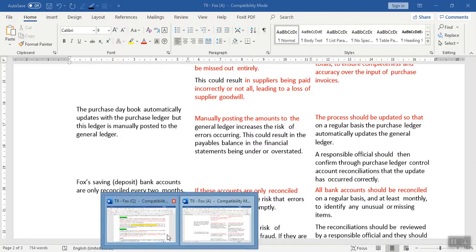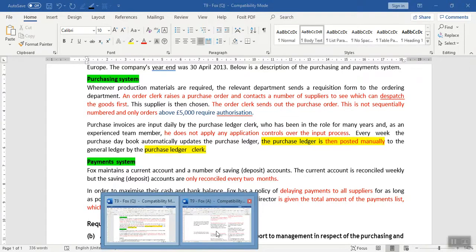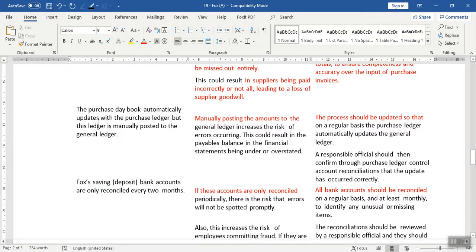Next one. Every week, the purchase day book automatically updates the purchase ledger, and the purchase ledger is then updated manually. When you talk about manually, what does it mean? They might have human error, because manually means posted by a human, by the ledger clerk. So we suspect human error. When you see the keyword manually, think human error.